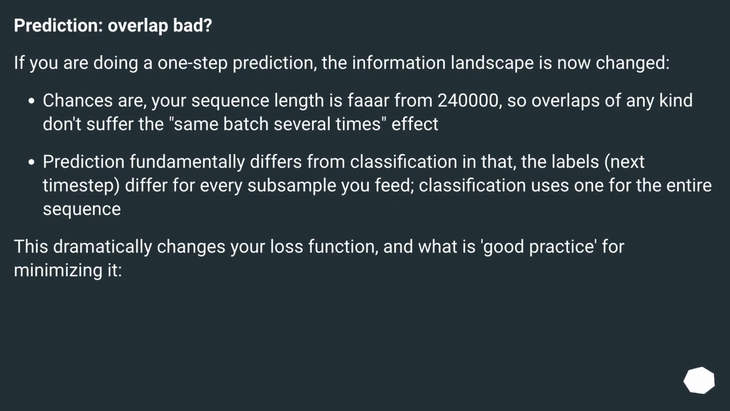Prediction: overlap bad? If you are doing a one-step prediction, the information landscape is now changed. Chances are, your sequence length is far from 240,000, so overlaps of any kind don't suffer the same batch several times effect. Prediction fundamentally differs from classification in that the labels, the next time step, differ for every subsample you feed. Classification uses one for the entire sequence. This dramatically changes your loss function, and what is good practice for minimizing it.